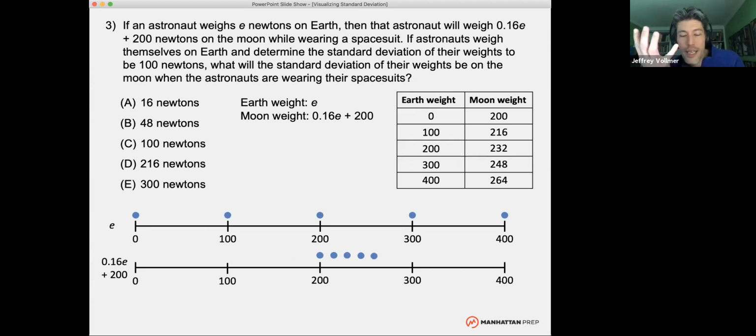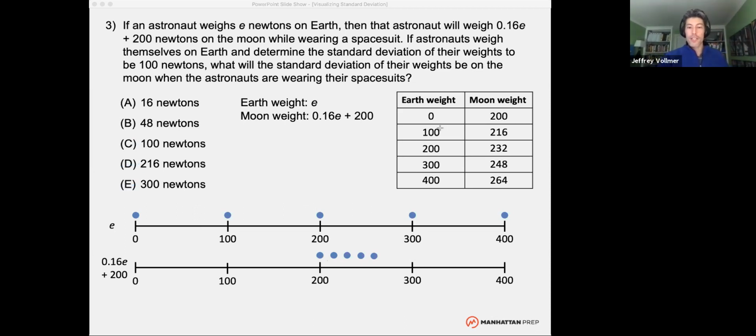Just thinking about how the spacing contracts might be enough for us to eliminate answers C, D, and E, right? If the original standard deviation was 100 and now the spacing is a lot smaller, it can't be C, D, or E. The spacing has shrunk, so they're all close together. The squares of the distances would all be quite a bit smaller. And that should hold for any data set we choose.